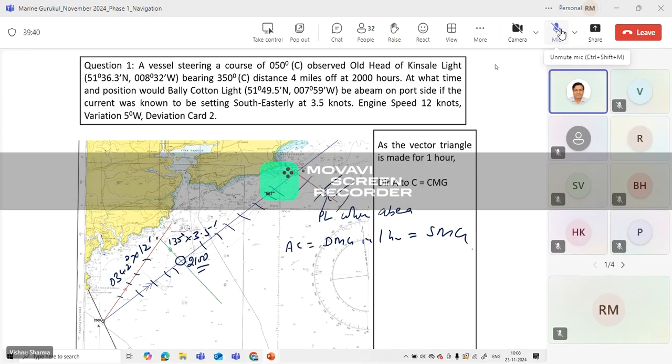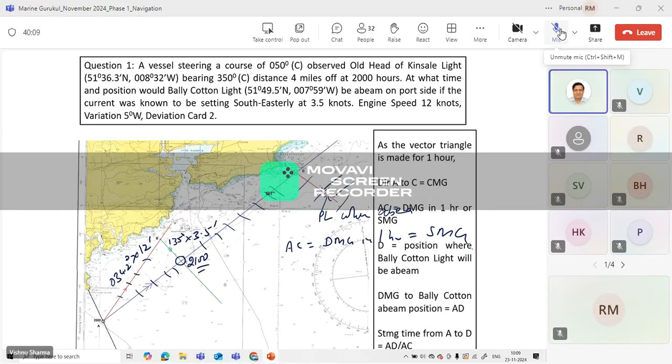This is the explanation. You don't have to write everything. I've just given an explanation here for you to understand. You can read that. I've already explained this. As the vector triangle is made for 1 hour, direction A to C is the CMG. AC is the DMG in 1 hour, so it becomes speed made good. D is the position where Bolley Cotton light will be abeam. DMG to Bolley Cotton light abeam will be AD. Steaming time will be AD by AC, and you add to 2000 hours, you will get your ETA for point D.